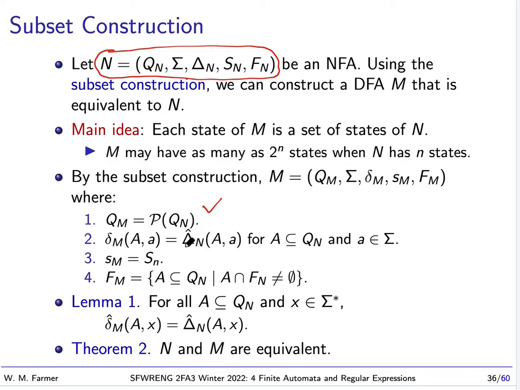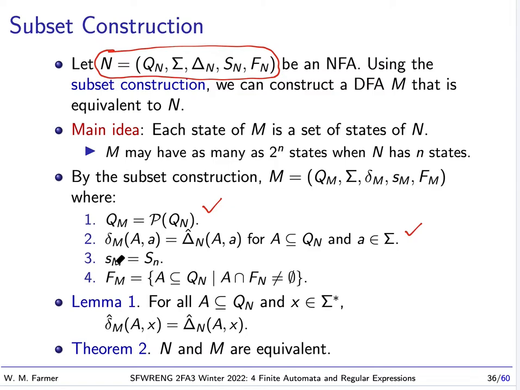So we'll return all those states that we can get to when we have a set. We're starting with a member of capital A, and we're reading little a. Okay, so that's how the transition table works.